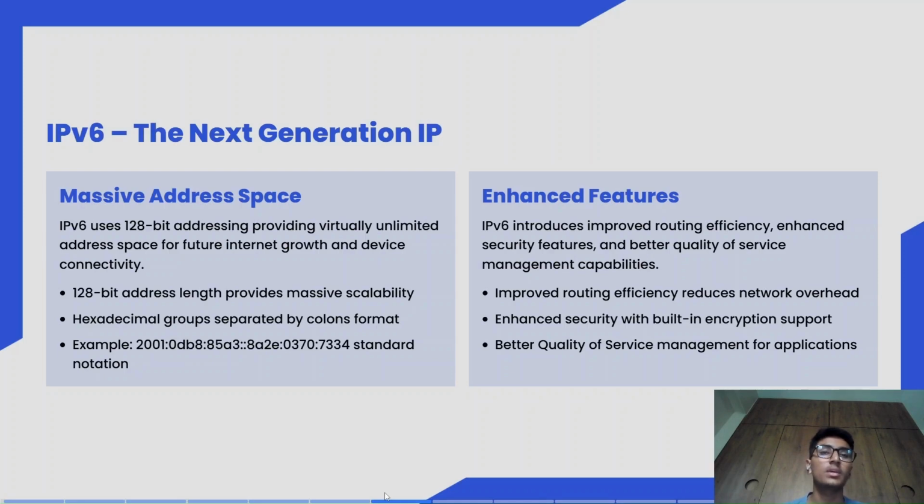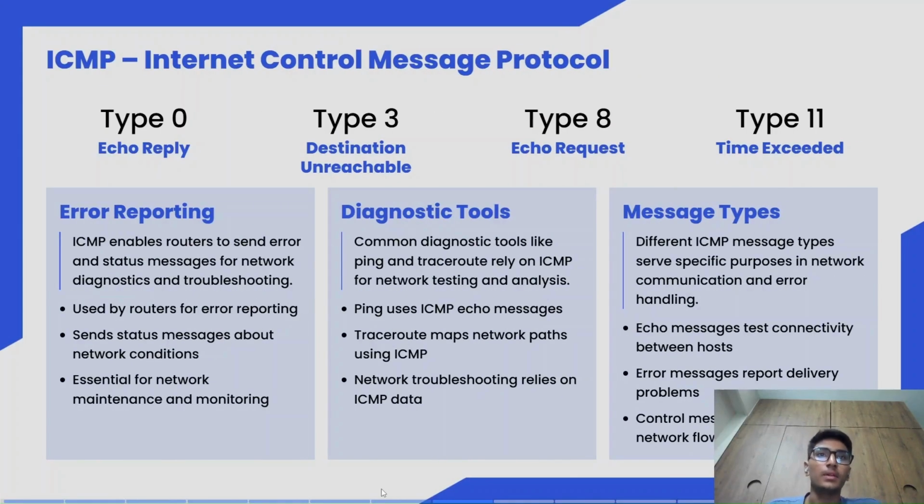The second point is about the format. The addresses are represented as hexadecimal groups separated by colons, as you can see in the example here. The third point is the enhanced features. IPv6 introduced several benefits including improved routing efficiency, enhanced security with built-in encryption support, and better quality of service management for real-time applications. Now let's move on to ICMP, which is the Internet Control Message Protocol.